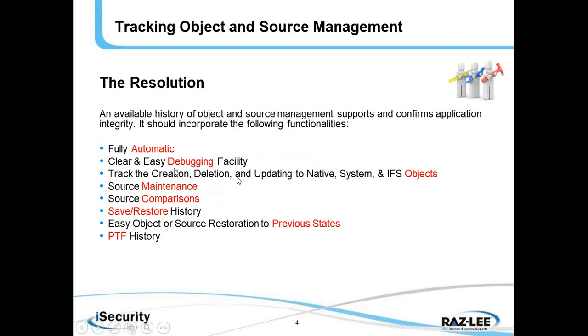You should be able to track the creation, deletion, and updating of native objects on the iSeries, but along with that, system and IFS objects. You should be able to track source maintenance: who, where, what library, what have they done to the source. And in turn, you should be able to compare sources and go back to source history, and in essence make a comparison to another source, more specifically the current source, to determine what was changed and if it's valid.